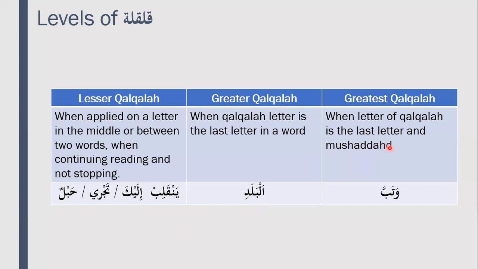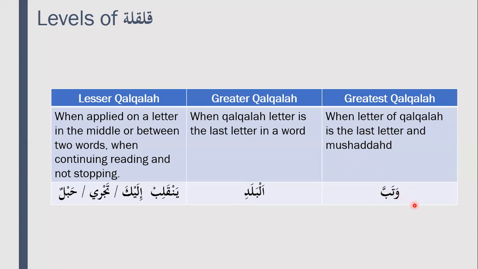Then you go to the greatest Qalqalah. The greatest Qalqalah is a letter that has a shadda on it. So it is a letter and it's mushaddad. Mushaddad means a letter with a shadda on it, and a shadda is basically this sign here, which looks a little bit like a W in the English alphabet.